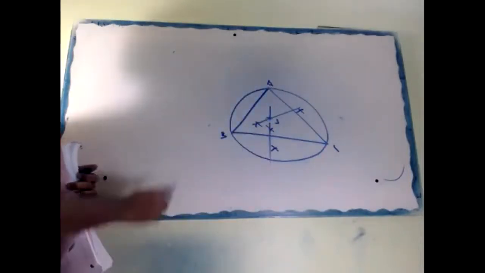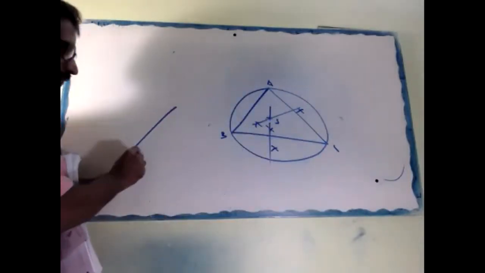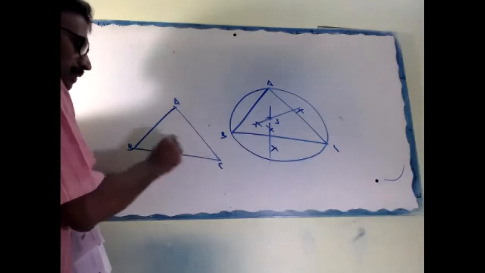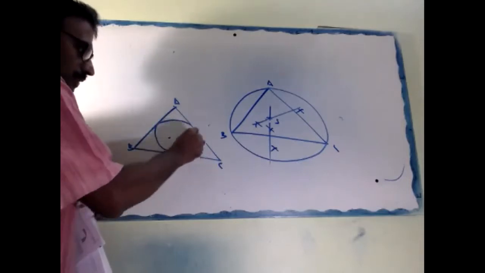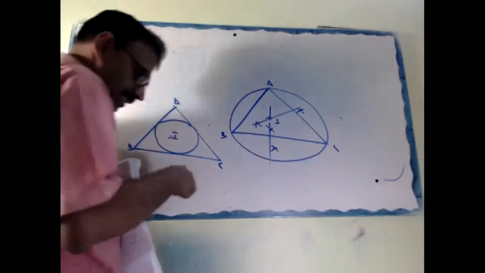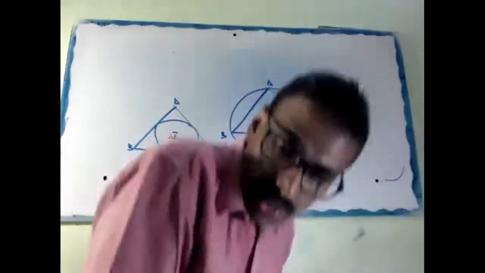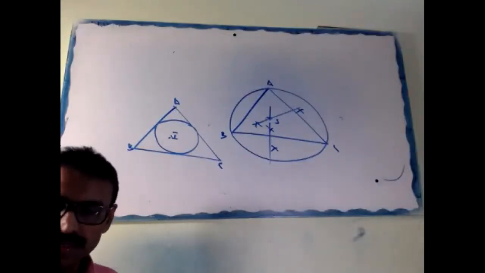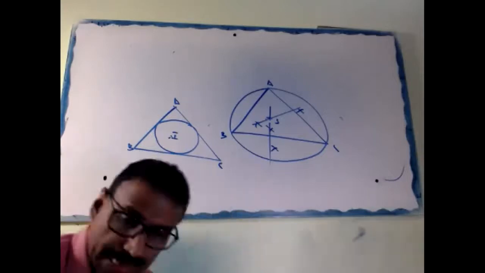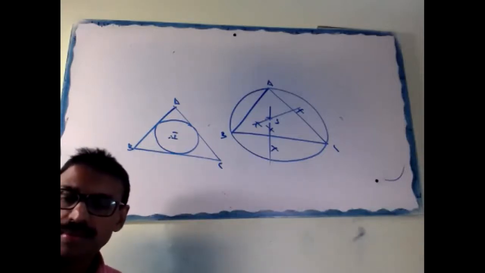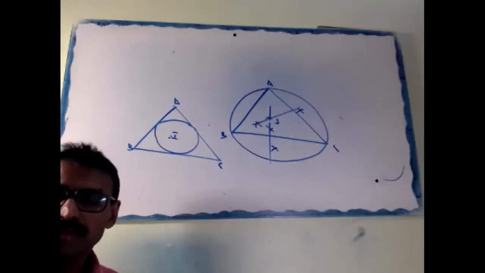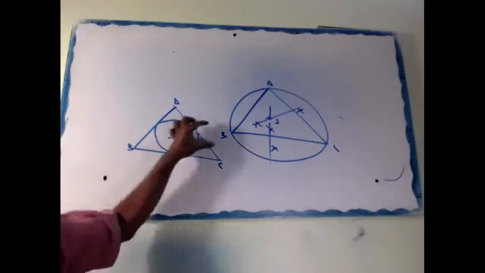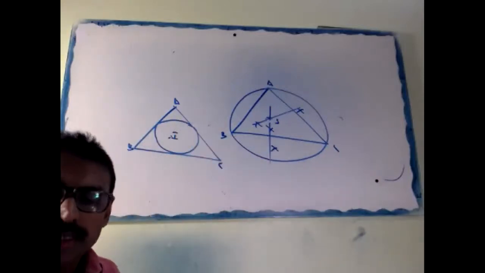Next one, you heard about the incenter. What is that? A, B, C. Like this, it is I. How to get the incenter? The incircle just touches all the sides. How to get the incenter? Any idea? Angle bisectors, correct. Angle bisectors intersecting at a point. You draw the angle bisectors of two sides. Then the point where they intersect is called the incenter.